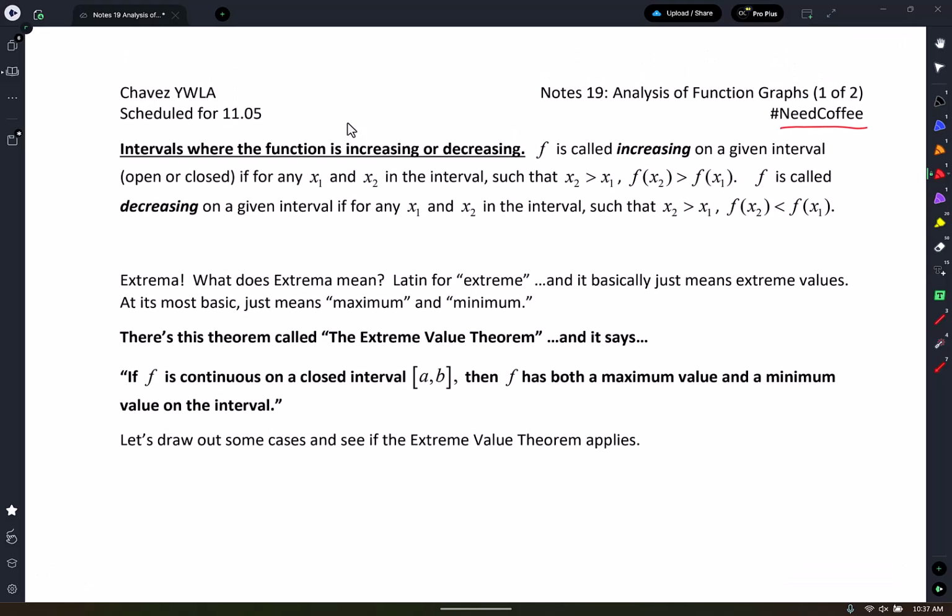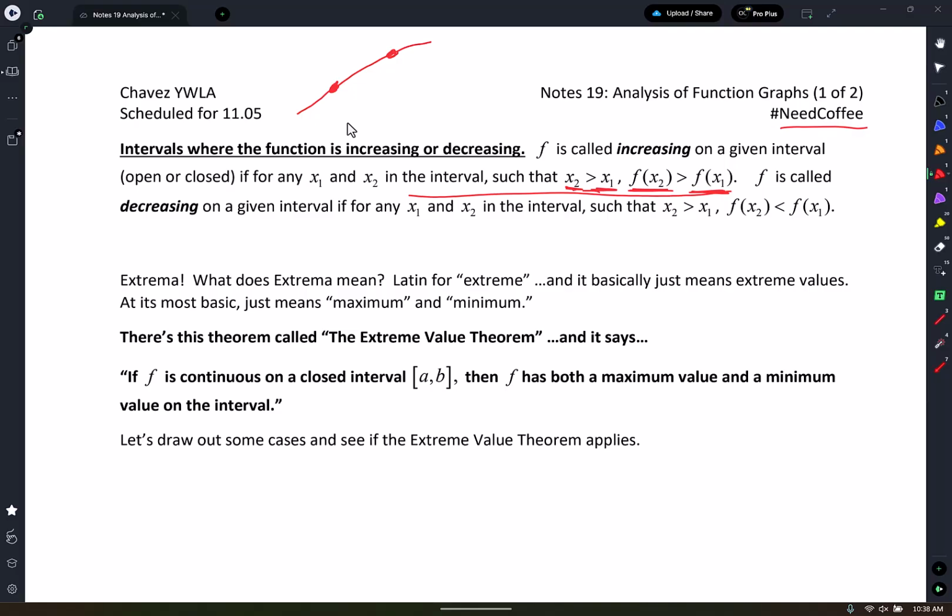All right, so we're doing today's stuff, guys. Analysis of functions. You guys actually already know this. You probably don't know that you know this, but you already know this. Intervals where the function is increasing or decreasing. F is called increasing on a given open or closed interval if for any x1 and x2 on the interval such that x2 is bigger than x1, the y value at x2 is bigger than the y value at x1. That's just math notation. What does all that mean? It means this: I have a point, I have another point, and it goes along the curve. On this curve, see how this point's lower and this point's higher? All this means is you read a graph left to right.